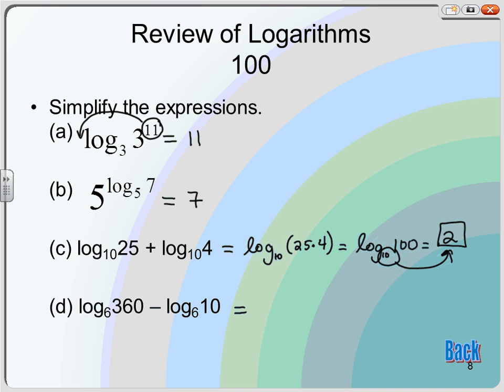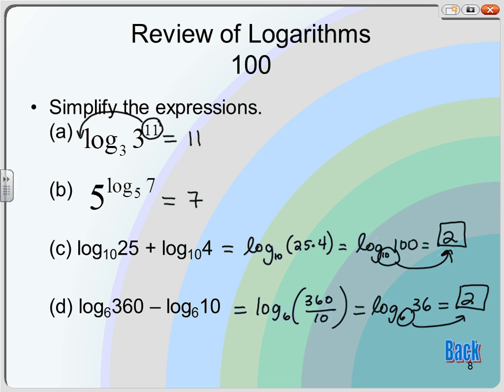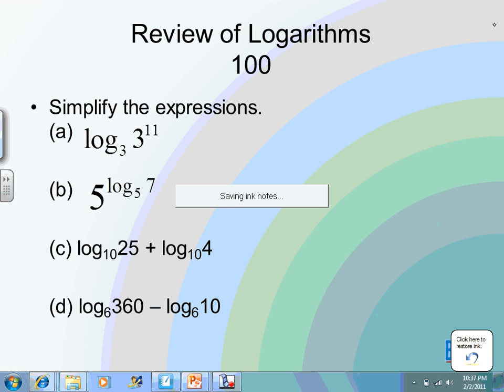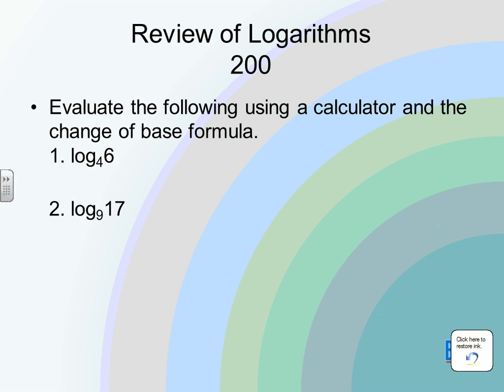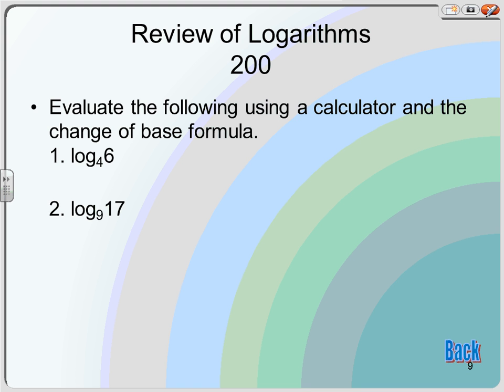This one I have 2 separate logarithms separated by subtraction. So it's going to be log base 6 of 360 divided by 10. So the division property, which is log base 6 of 36. So 6 to some power equals 36. So that is 2.